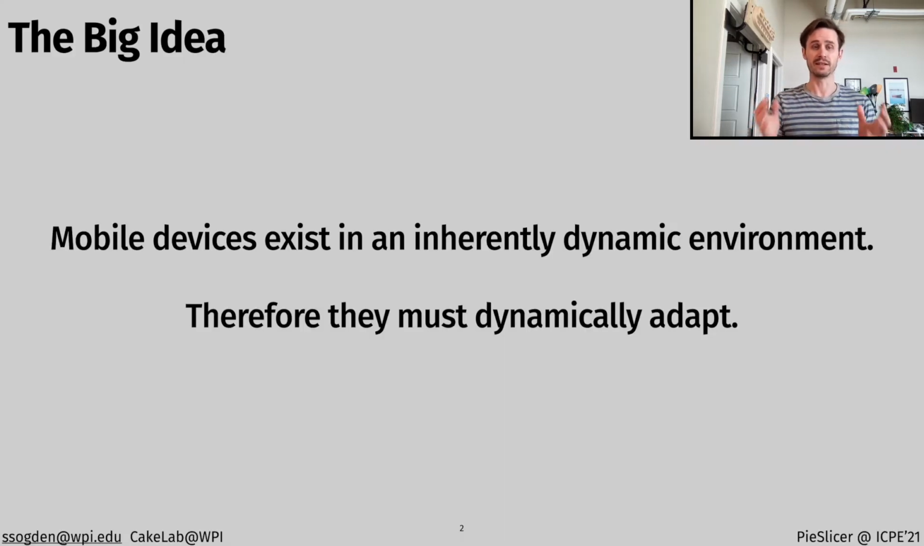The big idea is that mobile devices exist in an inherently dynamic environment and therefore must adapt dynamically to their environment. To this end, there's two big pieces to this work. First, we examine the mobile deep learning inference workflow and see how different pieces interact and show that each of these pieces can be accurately modeled. Second, we leverage this modeling to allow us to reduce response time in a real-world application.